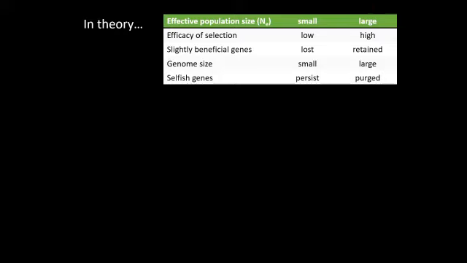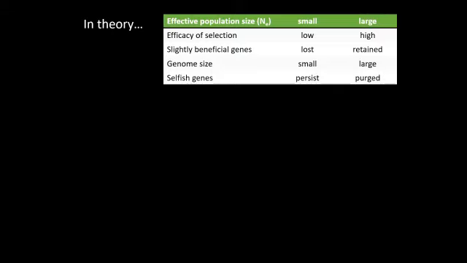Okay, large population size means that the selection is very efficient. Because of that, it's going to be able to keep genes that are only slightly beneficial. They are not very beneficial, but just a little bit. But because the population is very large, you still can see them as beneficial and keep them. As a result, you are going to be able to keep those genes, so the genome will be large.